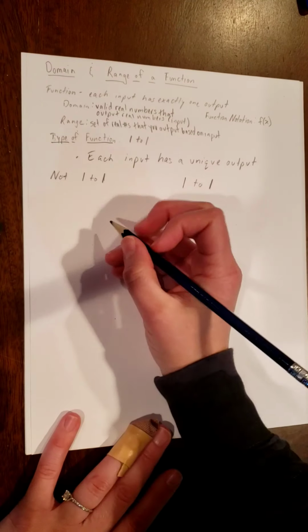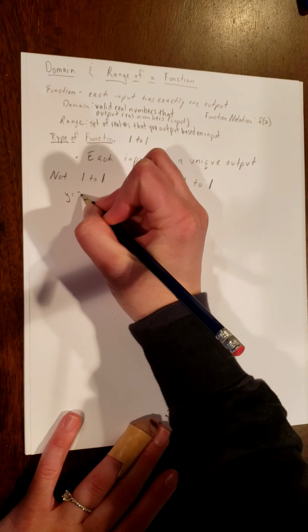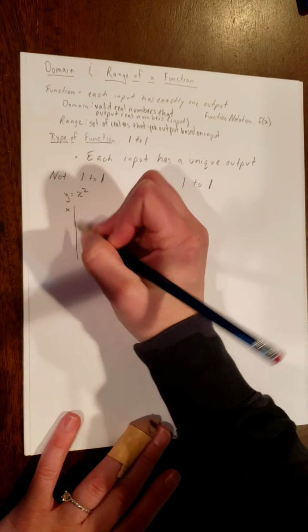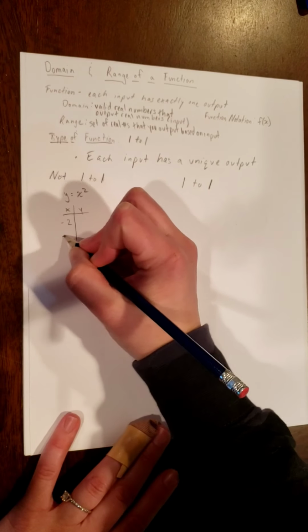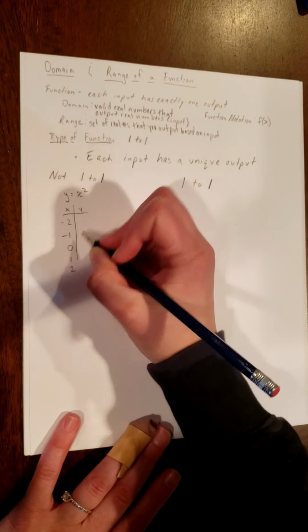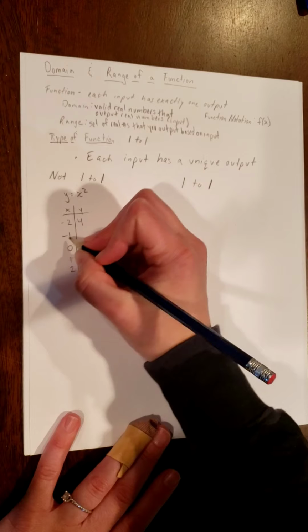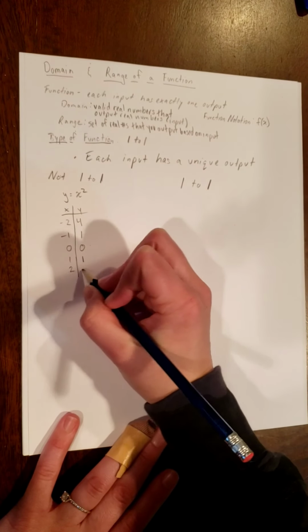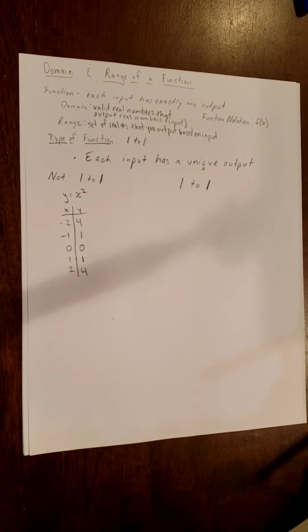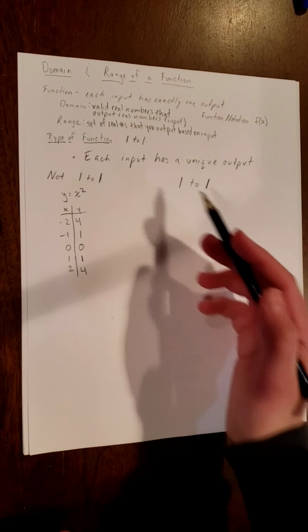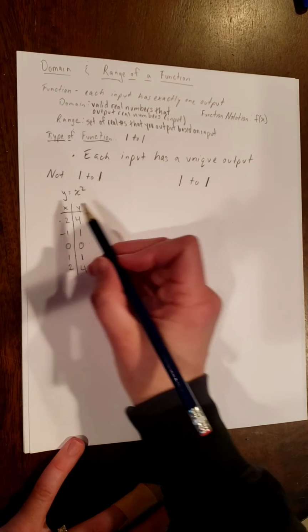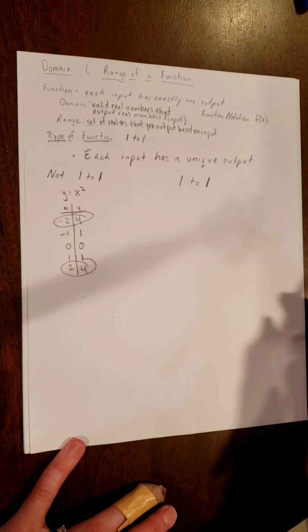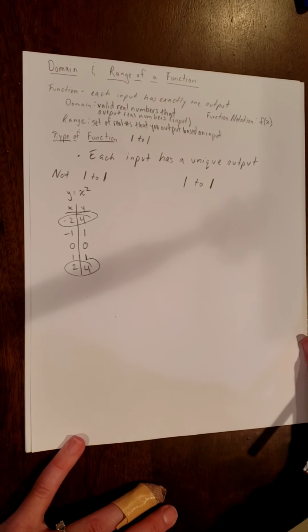An example of not one-to-one would be y equals x squared. If I made a quick table of values, if I plug in -2, I get 4. If I plug in -1, I get 1. 0, I get 0. 1, I get 1. 2, I get 4. This is not a one-to-one function because each input does not have a unique output. -2 and 2 share the same output, so this is not one-to-one.